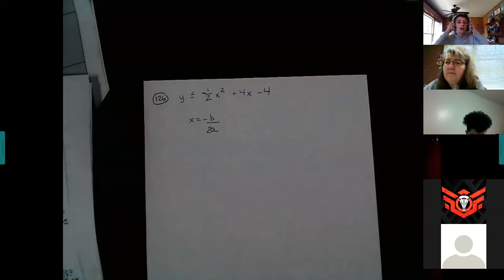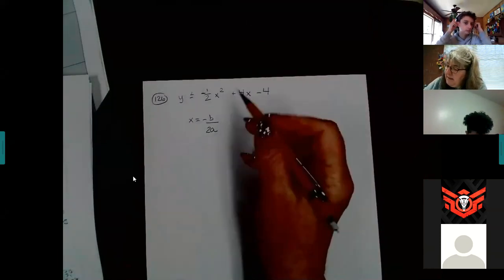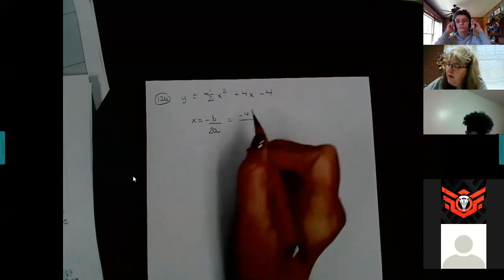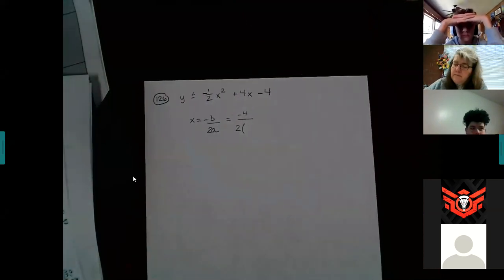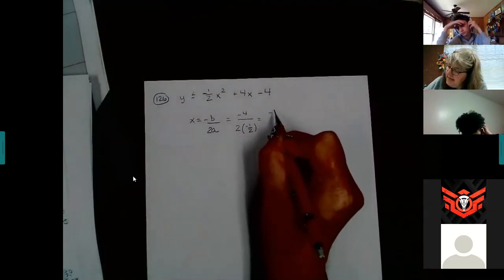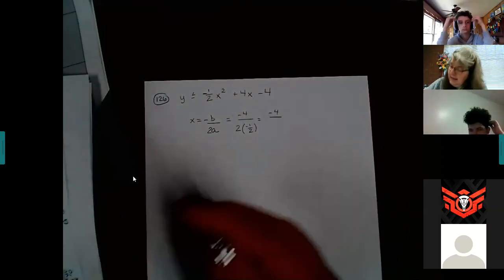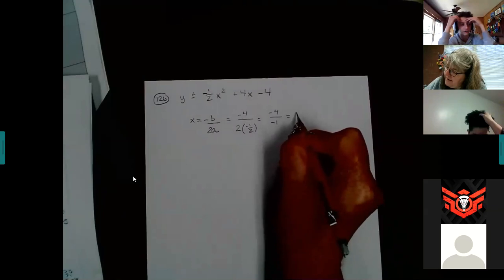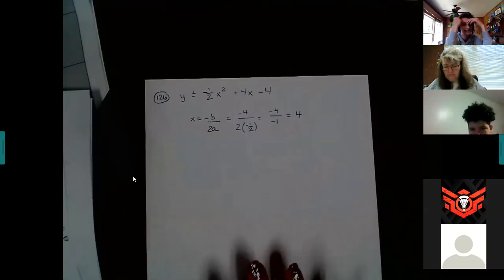B is 4. So when I make it a negative b, I make it -4 over 2. What's a in this problem? -1/2. Okay, so 2 times -1/2 is -1. -4 divided by -1 is +4. Everybody good so far?